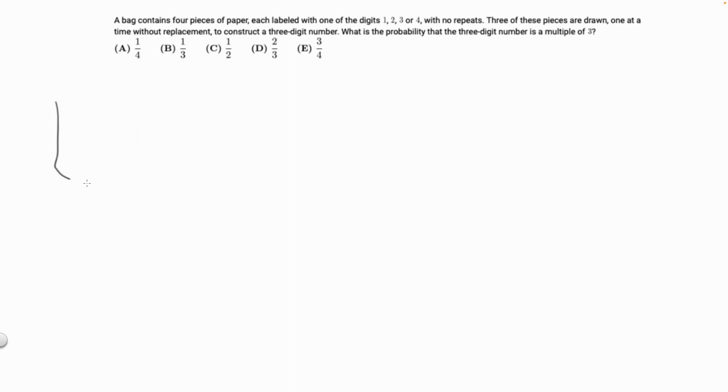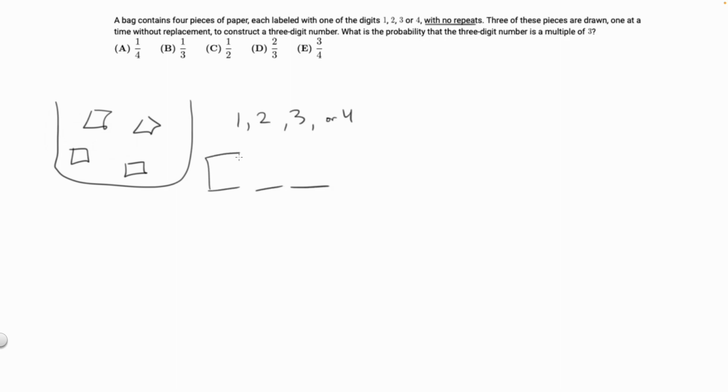So the problem says we have a bag, and in that bag we have 4 pieces of paper, and they're each labeled with the digits 1, 2, 3, or 4, and it says no repeats. And then we're drawing 3 of these pieces, so we have 3 cards that are going to be drawn, and it says without replacement, so that means after we drew a number, we're not putting it back, and we're constructing a 3-digit number.